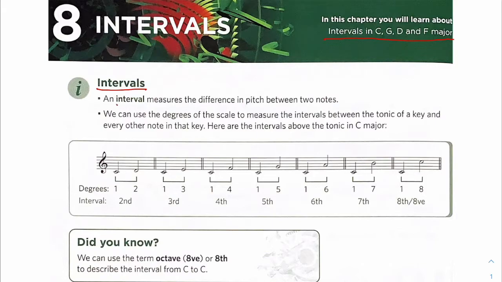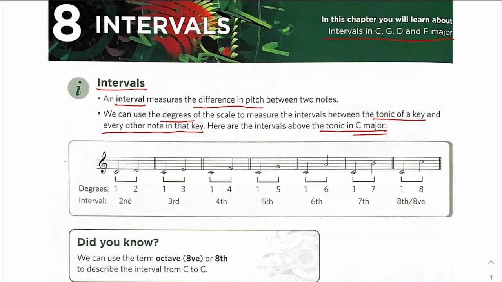Intervals. An interval measures the difference in pitch between two notes. So basically, an interval measures the distance between two notes. We can use the degrees of the scale to measure the intervals between the tonic of a key and every other note in that key. Here are the intervals above the tonic in C major.